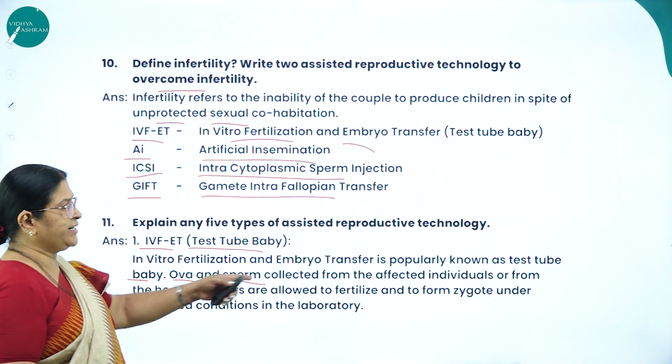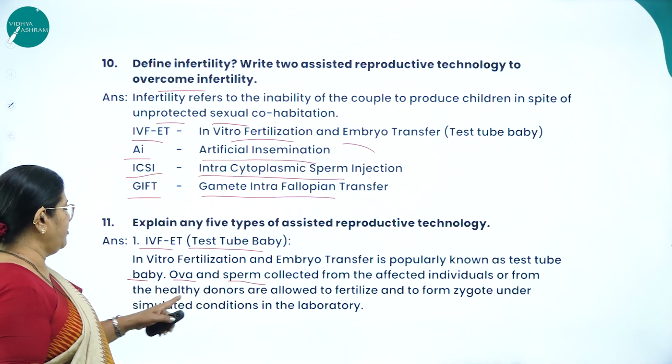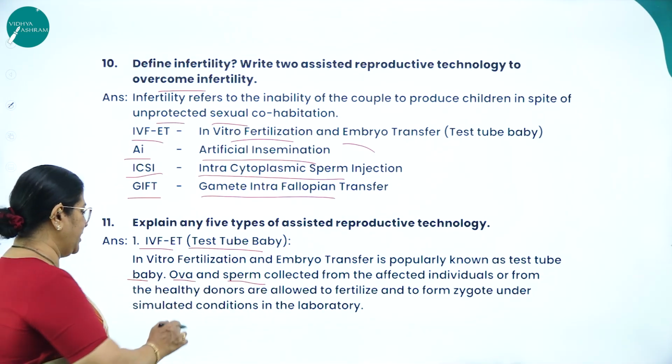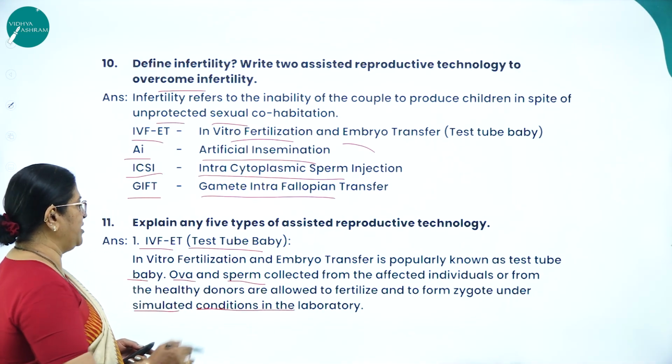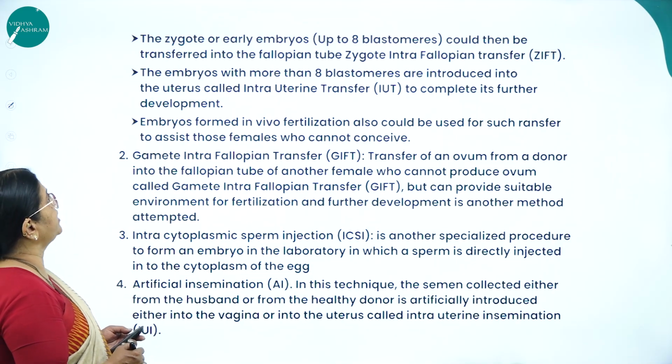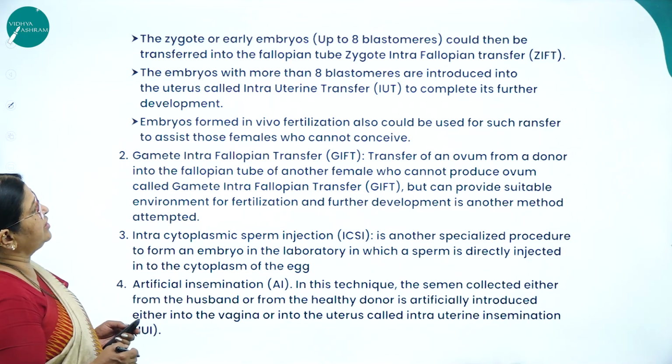Ova and sperm are collected from the individuals or from the healthy donors and are allowed to fertilize to form the zygote under simulated conditions in the laboratory. So this is about IVFET. Let us see the next assisted reproductive technology, that is the zygote intrafallopian transfer.